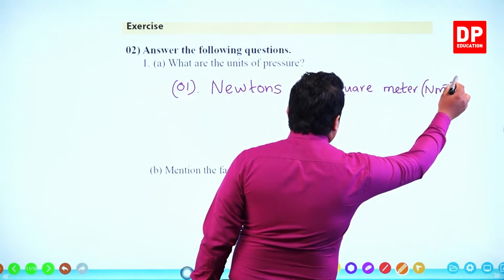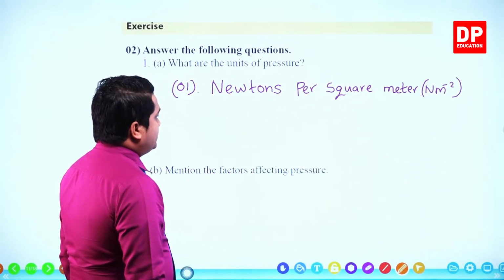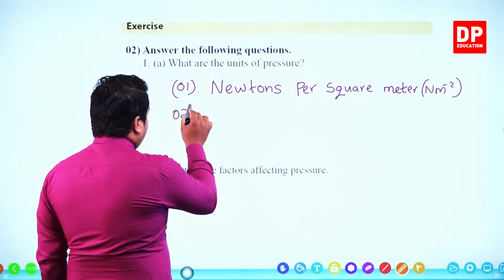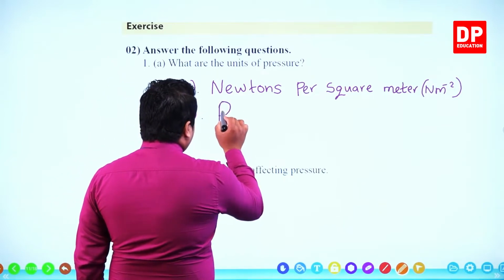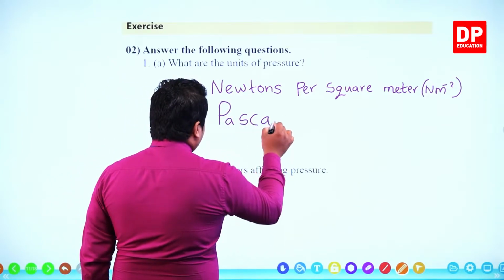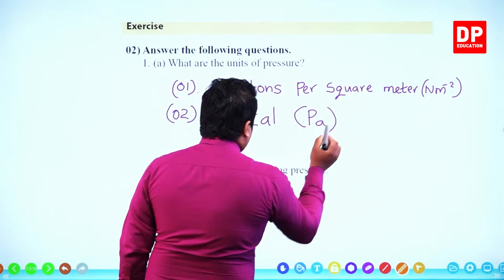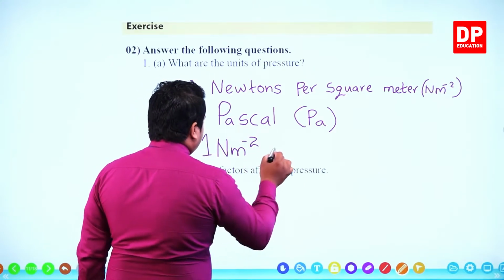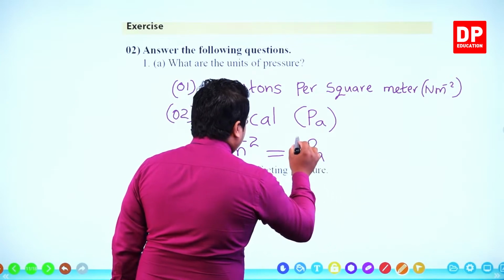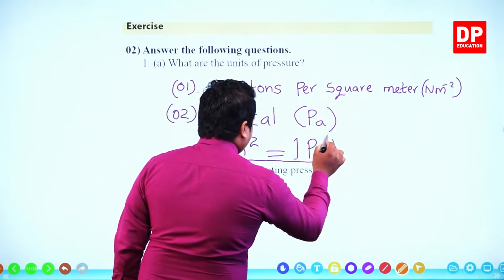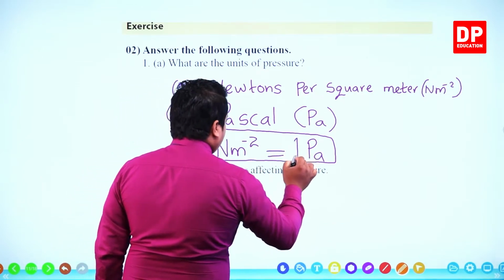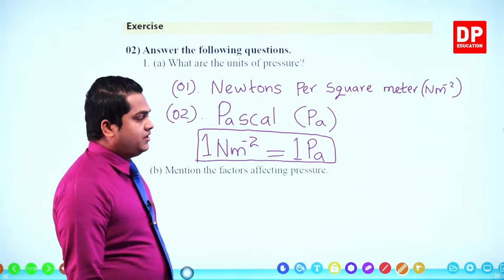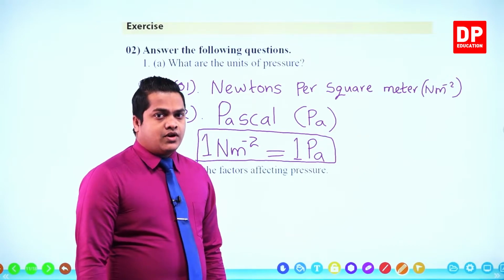Nm to the power -2. Newtons per square meter. Nm to the power -2. Number two, second one is pascals. So you know that 1 Newton per square meter is equal to 1 Pascal. This is our relationship. So these are the units and this is the relationship for Newtons per square meter and Pascal. Right? Always 1 Newton per square meter is equal to 1 Pascal.